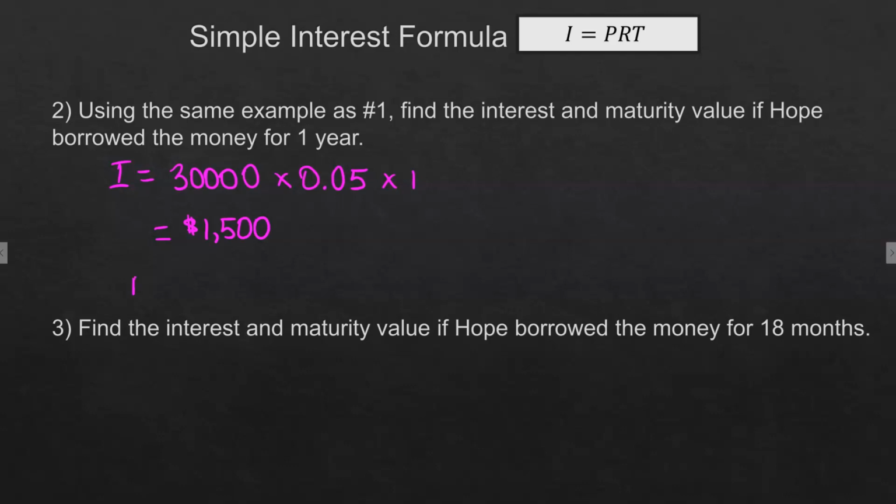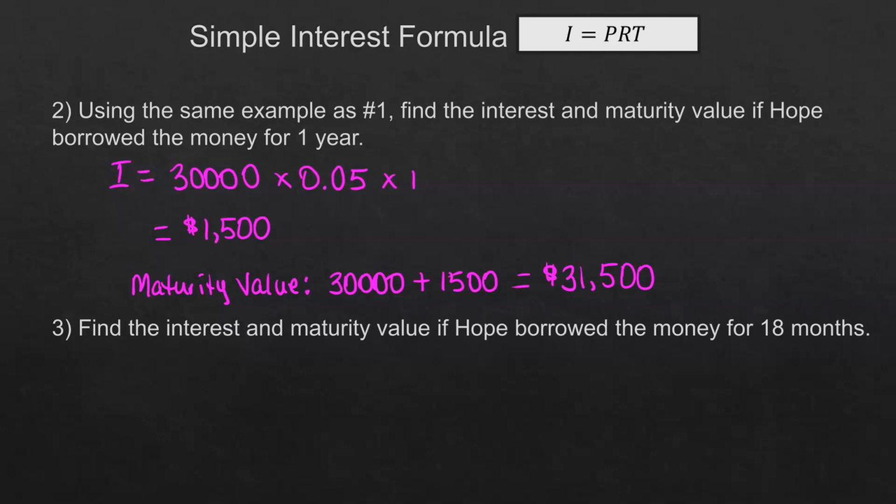Maturity value will be $30,000 plus $1,500. So $31,500.